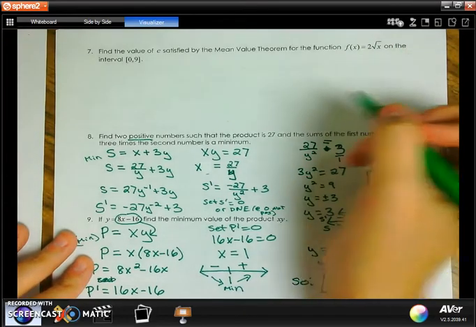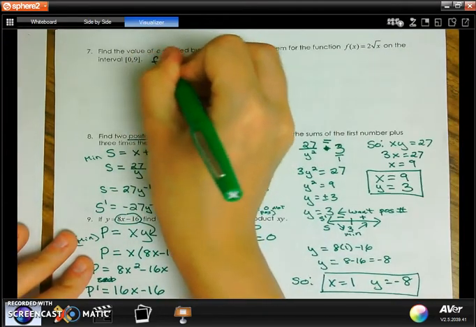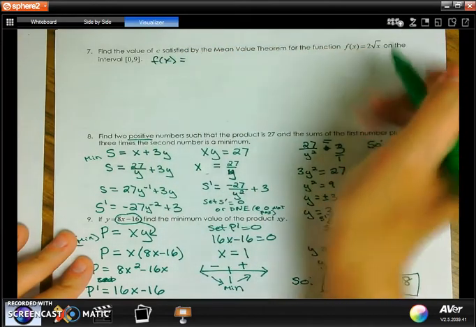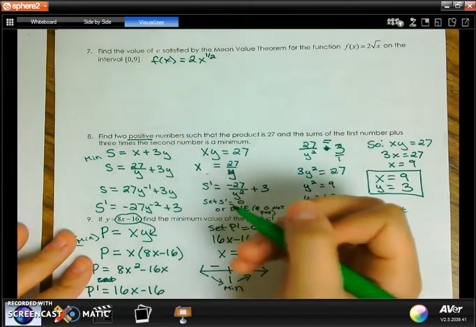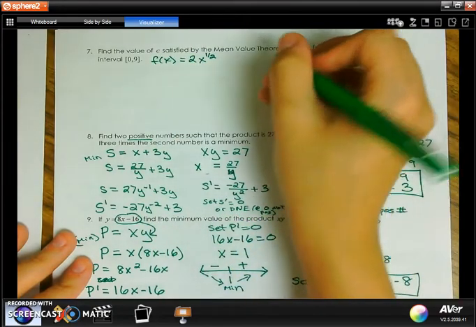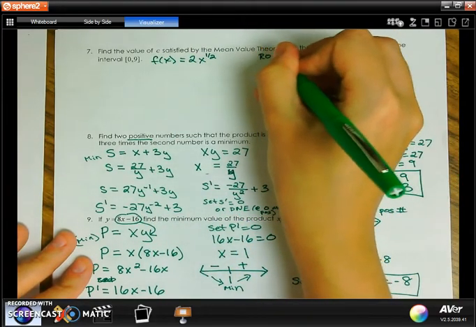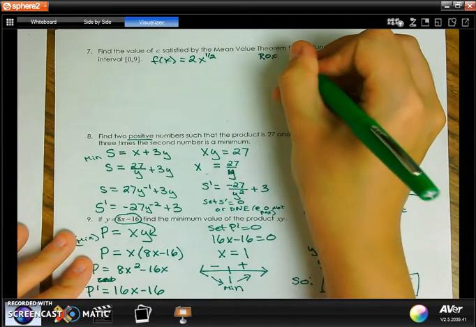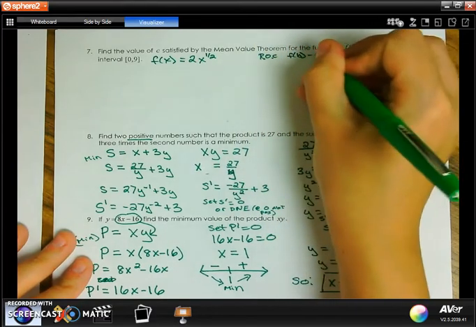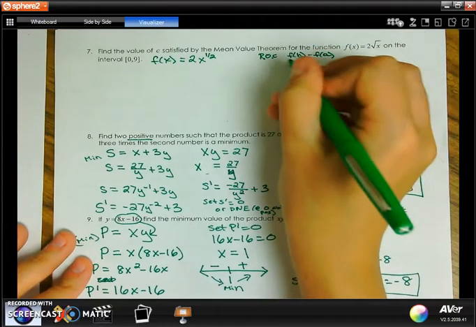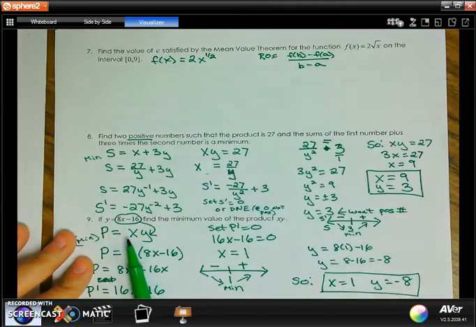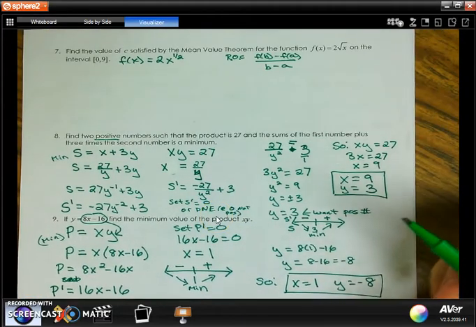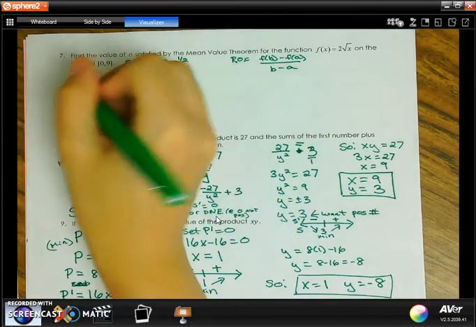So a couple things I'm going to do first. First, I'm going to rewrite my f of x, and instead of a square root, I'm going to write it as 2x to the 1/2 power. And then I'm going to remind myself of that average rate of change formula from pre-calculus that says f of b minus f of a over b minus a is going to give us the slope.